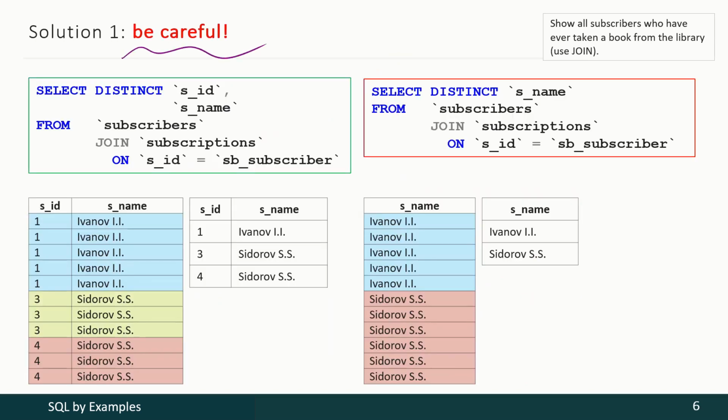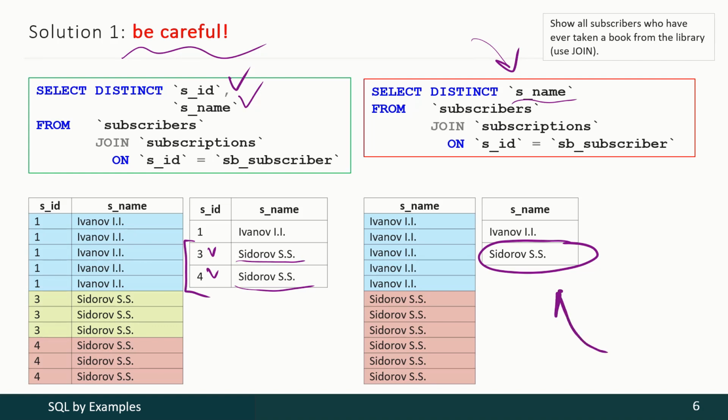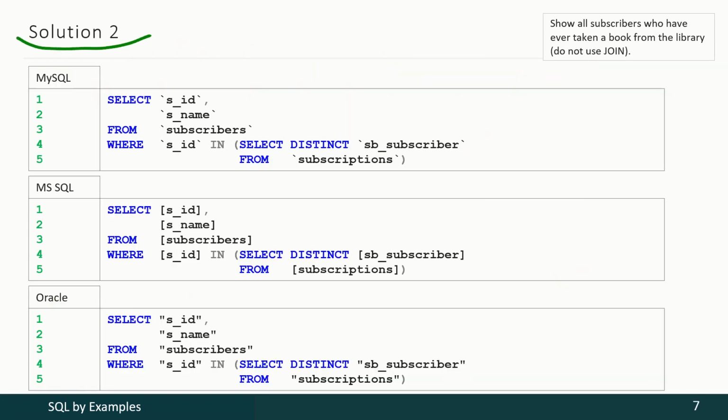But be careful, we here select both ID and name of a subscriber. So these two subscribers have the same name, but different IDs. And so the distinct keyword does not eliminate one of those records. But here we select name only, not ID and name, but only name. And so these two subscribers become one. That also may be a good result for some cases, but not for our case, so this is wrong and this is right.